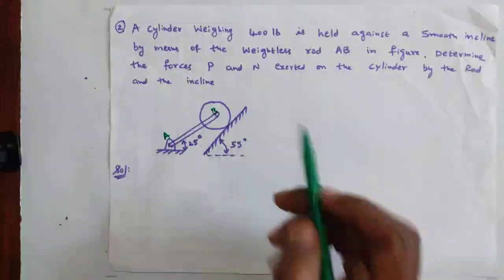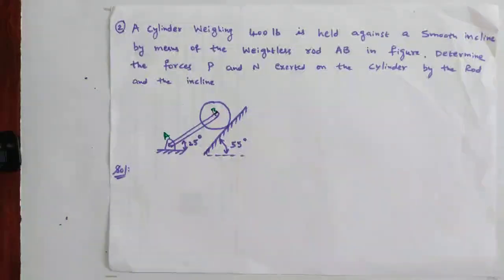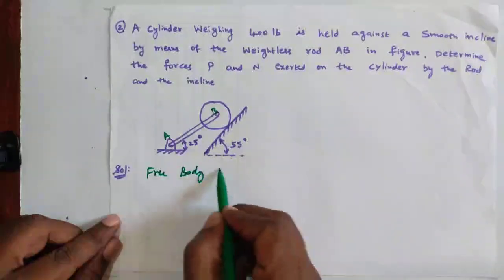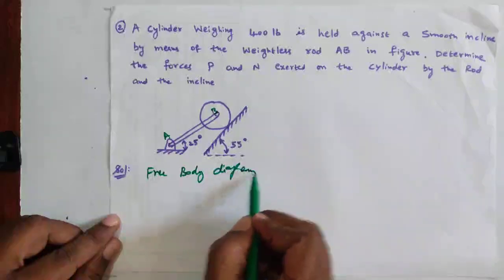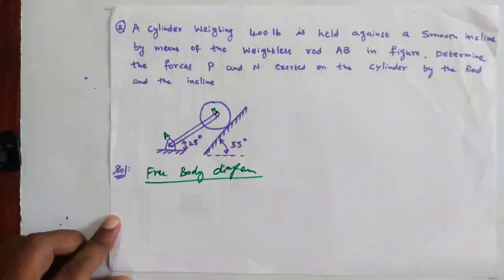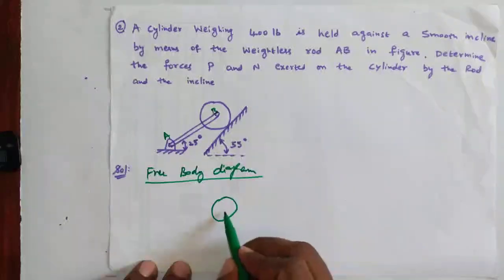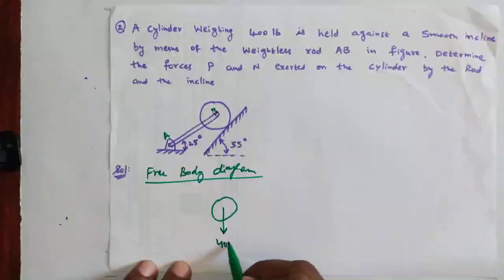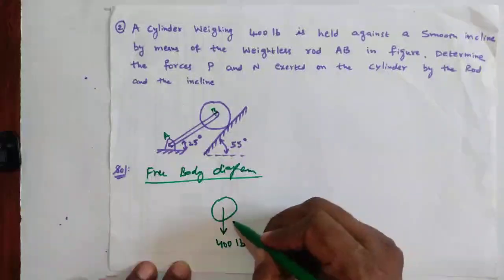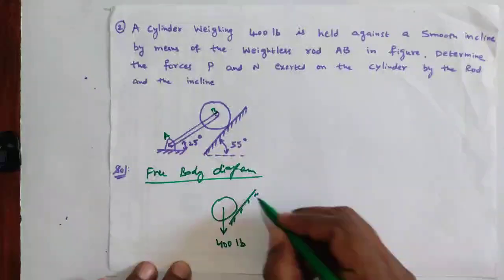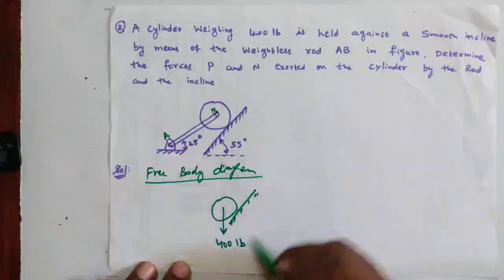Okay, the forces here also. First we will draw the free body diagram. If I draw the free body diagram, first this is circular weighing. This weight will always act downwards, that is 400 pounds acting vertically downwards, and this surface is an inclined surface which is making 55 degree angle.